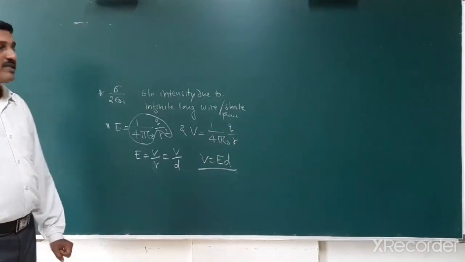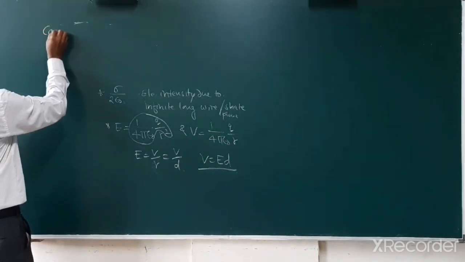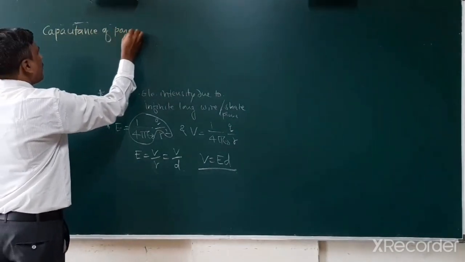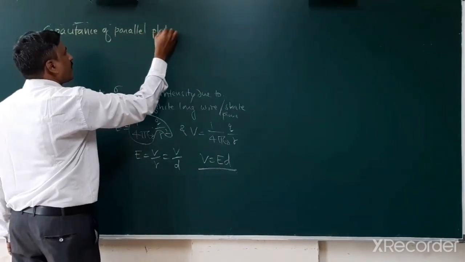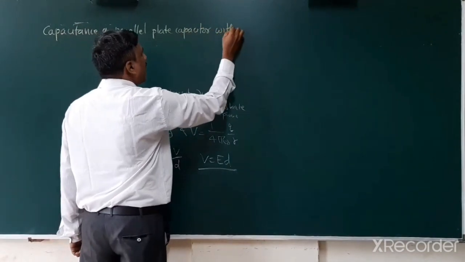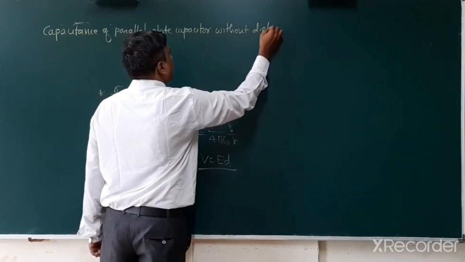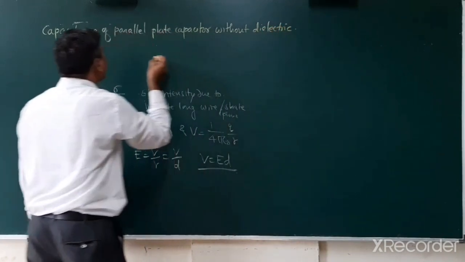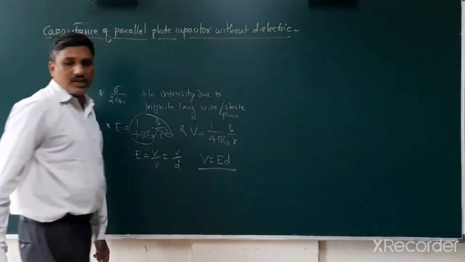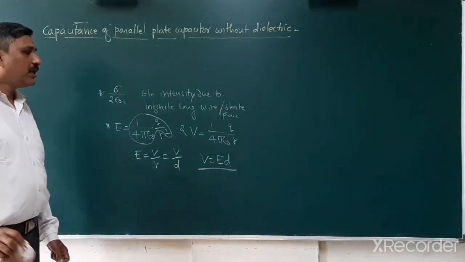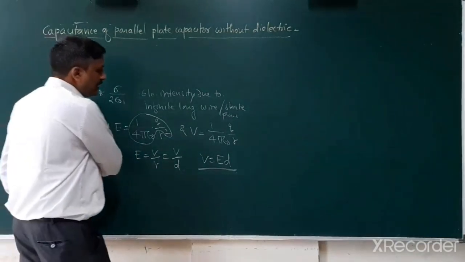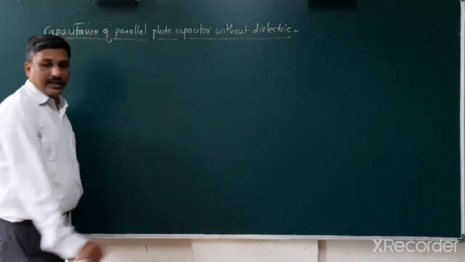Now we see what today's article is, and today's article is very simple: capacitance of a parallel plate capacitor without dielectric. Now, what is meant by the dielectric? It is very simple, just take one snapshot or write it down in your notebook. It is a necessary part to study this article.